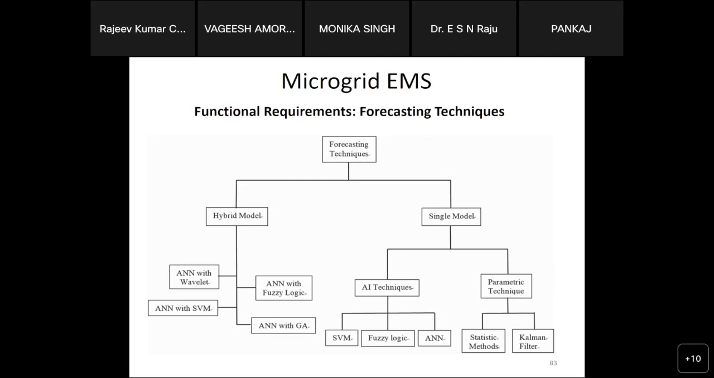In the hybrid model, as I mentioned, we combine any two single models. In the hybrid, one is combining ANN with wavelet, another is combining ANN with fuzzy logic, another is combining ANN with SVM, and ANN with genetic algorithm. Likewise, you may have other hybrid models, combining any two single models for going for the different forecasting techniques.